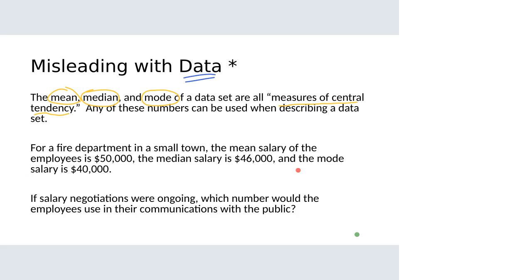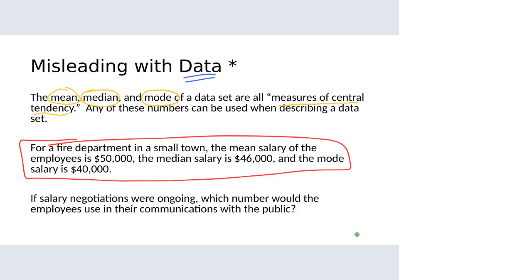And these are the three numbers that the employees could possibly use when they're standing up at the podium talking to the press about why they need a raise. If you're going to argue that you need a raise, you're going to want to use the smallest possible number because that's going to give you the most sympathy. Yes, Edison, I agree with you here. And so they'd use the mode, and they would go up to the podium and say, the mode salary for our firefighters here is $40,000 a year. Nobody can live on that. We're going to need a raise.